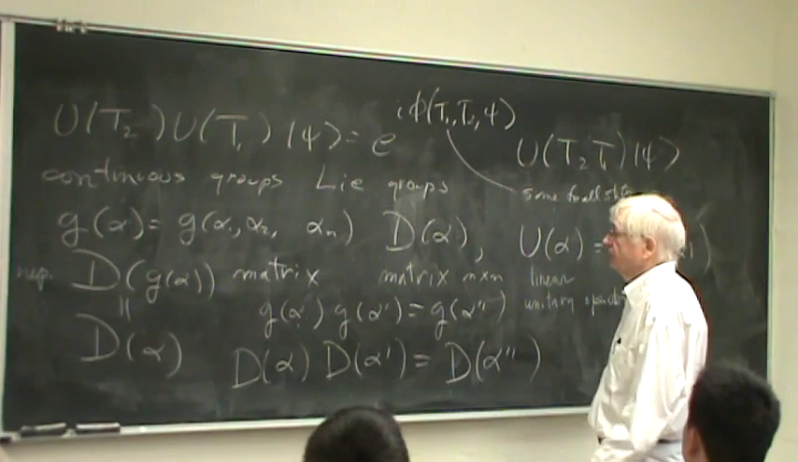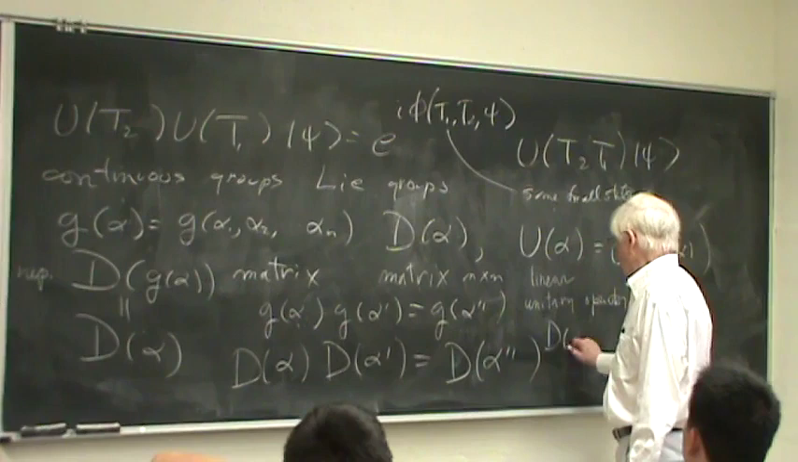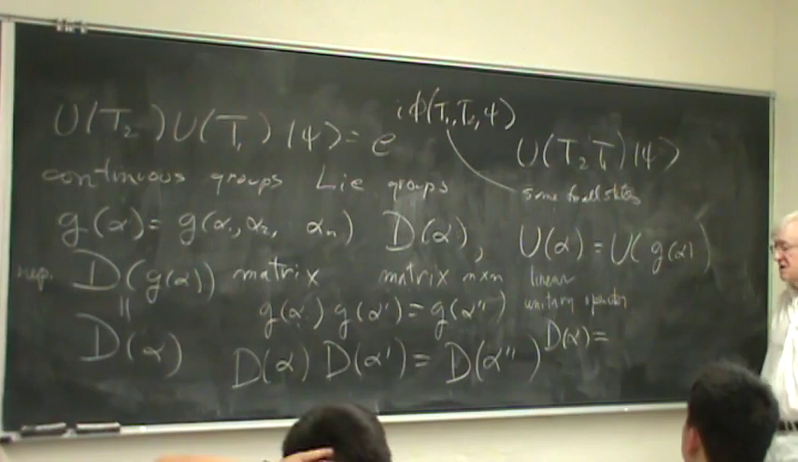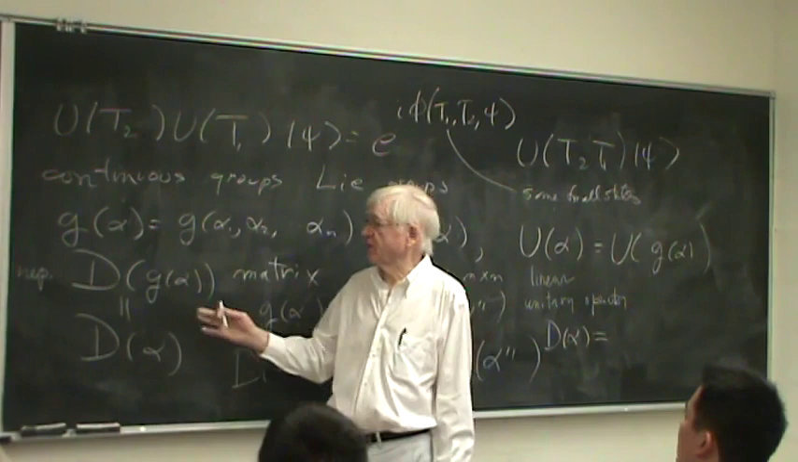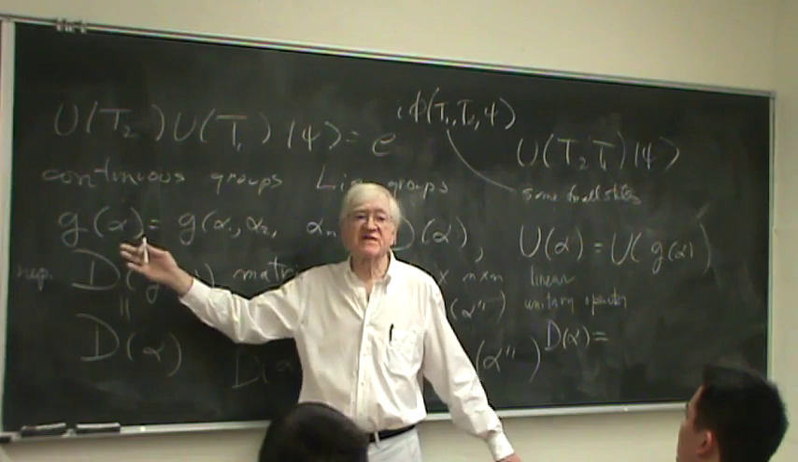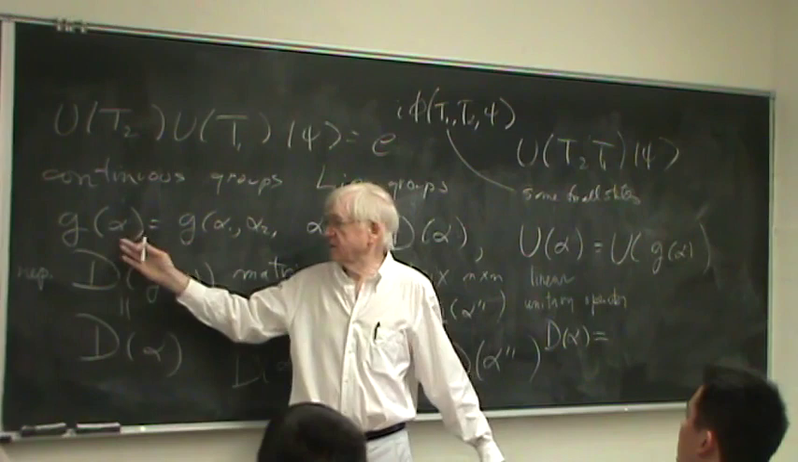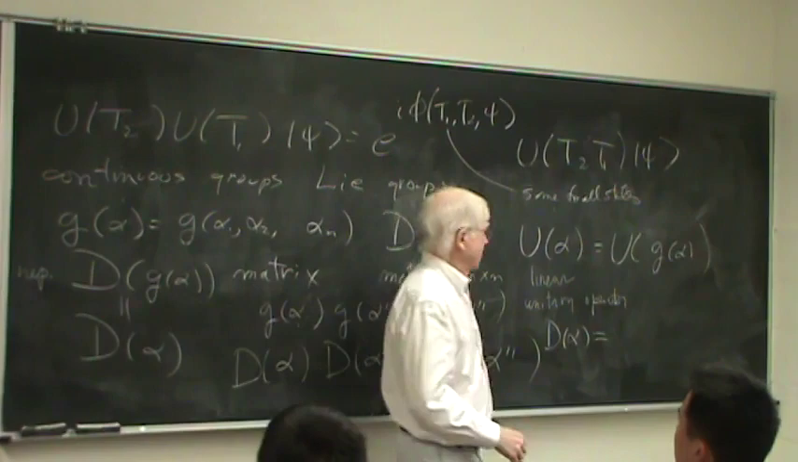Now, how can we represent this group element that's near the identity? Well, if all of the alphas are very small, then, in this course and in almost all books on group theory, the idea is that if you set all the alphas equal to zero, you get the group element that's just the identity. Every group has to have the identity element, and one always assumes that if you set the parameters equal to zero, you just go back to the identity.